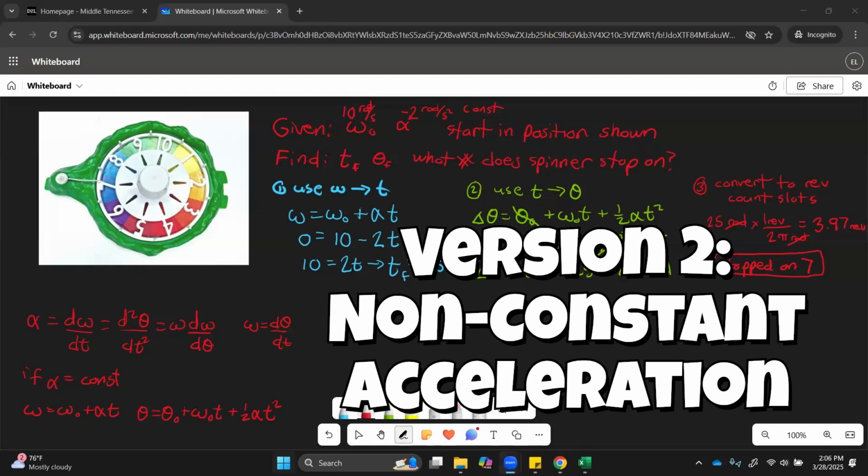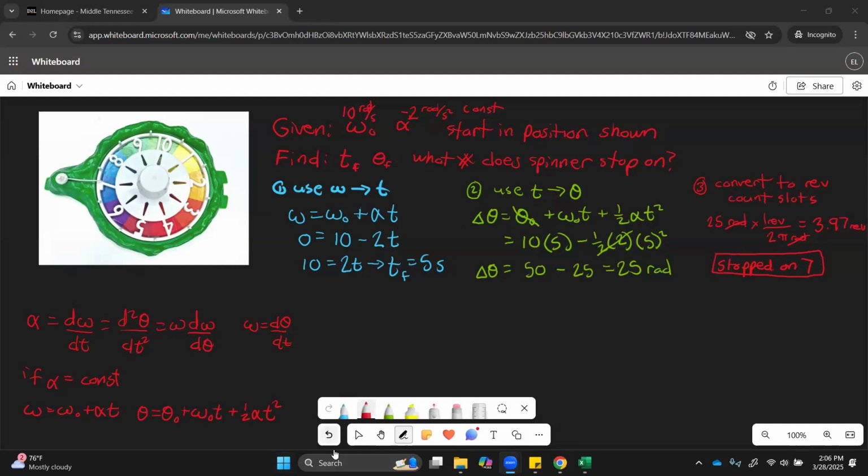So now we're going to do a different version of this problem where acceleration is not constant. Acceleration equals negative 2 minus t radians per second squared. So I'll just write that over here: alpha equals negative 2 minus t. Now it's not constant, so we can't use these constant acceleration equations. Instead, we go to our fundamental differential relationships, choose a relationship, and integrate.